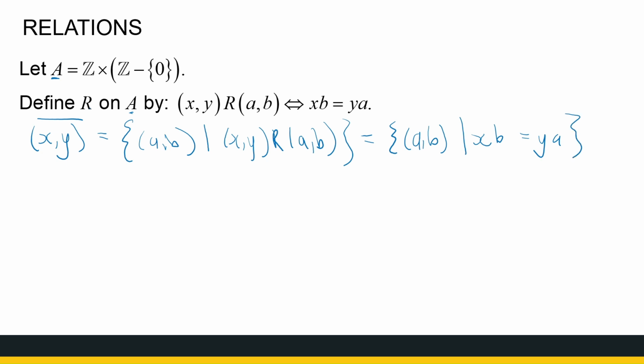Now when we look at it like that, it's a bit difficult to generate, and we want a way to generate these ordered pairs, to generate these equivalence classes. So let's look at a specific example, because that'll be easier. If I look at the ordered pair 1, 2, that's an element of A. So the equivalence class of that will be all the ordered pairs AB given xb is equal to ya. So 1 times b, I can write 1 times b is equal to 2a.